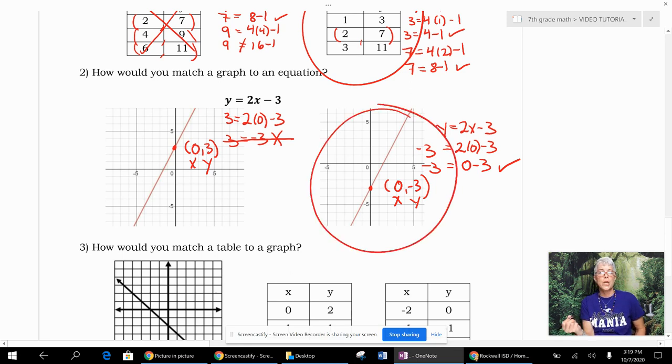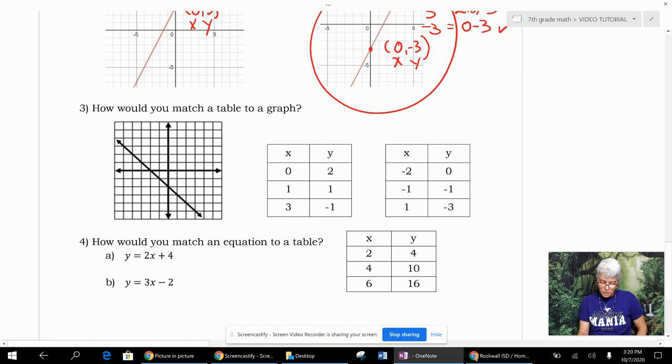Now, normally I could check 2 or 3 ordered pairs, but since the first one did not work, I know that this one's going to work. I go ahead and check it at least one time because sometimes I mess up on my calculations on the first one. So it's always good to double check yourself.